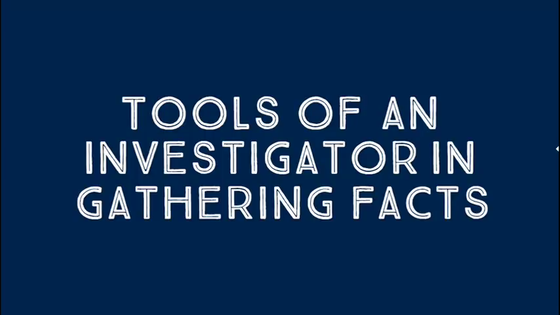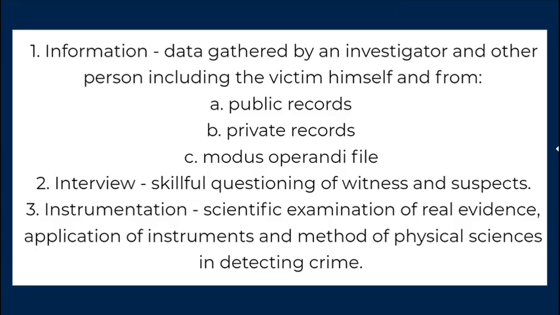Tools of an investigator in gathering facts. 1. Information, data gathered by an investigator and other persons, including the victim himself, and from A. Public records. B. Private records. C. Modus operandi file. 2. Interview, skillful questioning of witnesses and suspects. 3. Instrumentation, scientific examination of real evidence, application of instruments and methods of physical sciences in detecting crime.